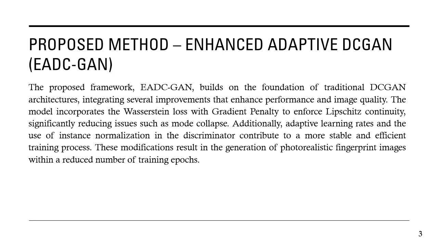Proposed method: EA-DC-GAN. Our proposed model, termed Enhanced Adaptive DC-GAN or EA-DC-GAN, builds upon the foundational DC-GAN architecture. It introduces the Wasserstein loss function coupled with gradient penalty to ensure Lipschitz continuity, effectively countering mode collapse. Moreover, adaptive learning rates and the integration of instance normalization within the discriminator contribute to a stable and efficient training process, producing highly realistic fingerprint imagery in fewer training epochs.